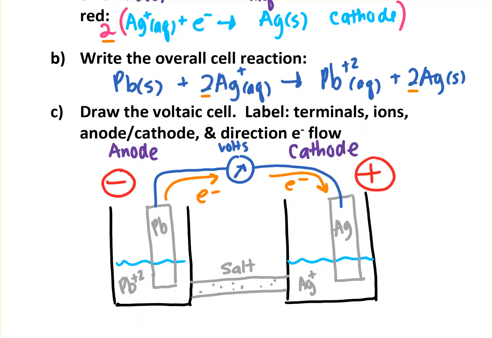And just to make sure we're clear, these pieces of metal are the terminals. This whole thing is an electrode, or a half cell. The whole thing together, both sides, is a cell.